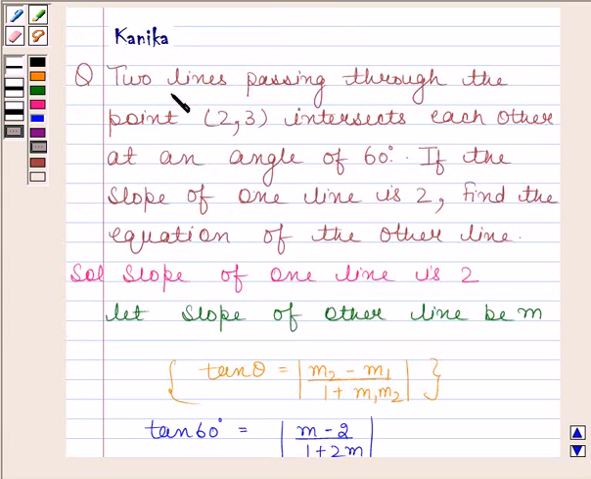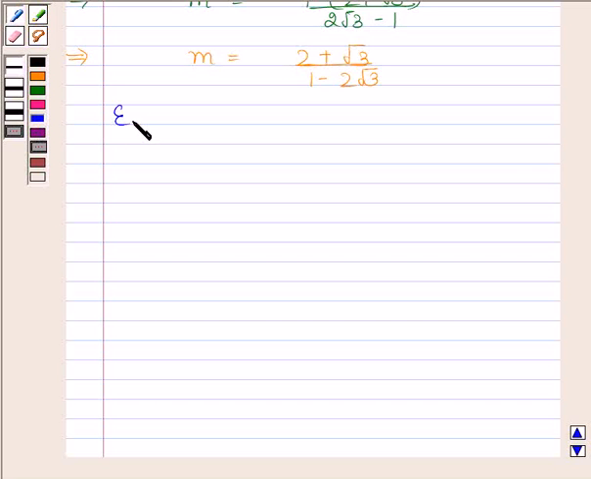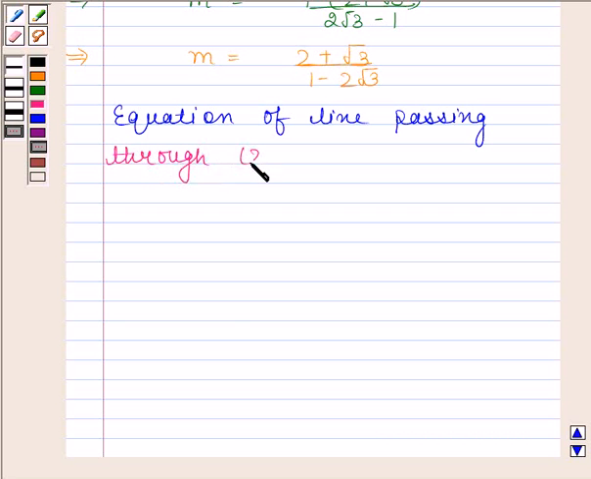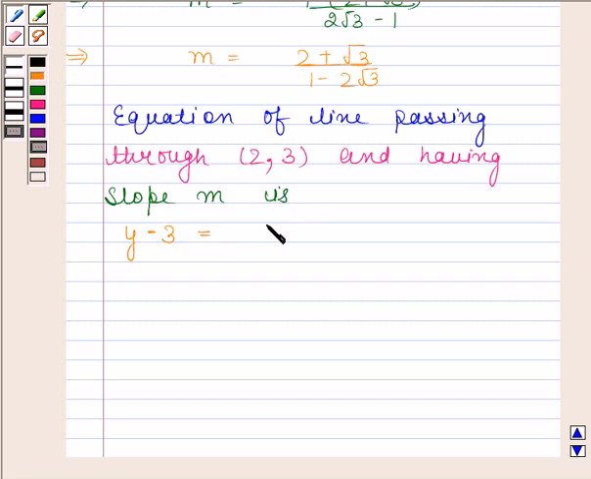It is also given in the question that both these lines pass through the point (2, 3). So, the equation of the line passing through (2, 3) and having slope m is y minus 3 is equal to (2 plus root 3) upon (1 minus 2 root 3) into (x minus 2).